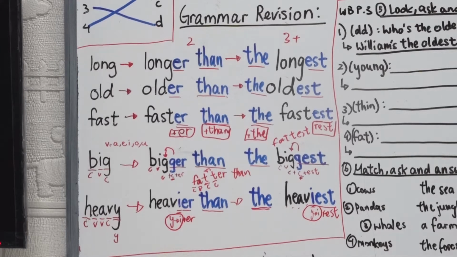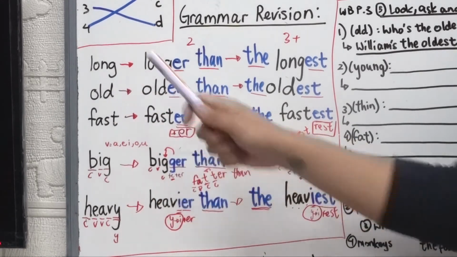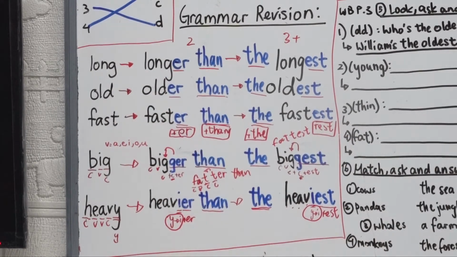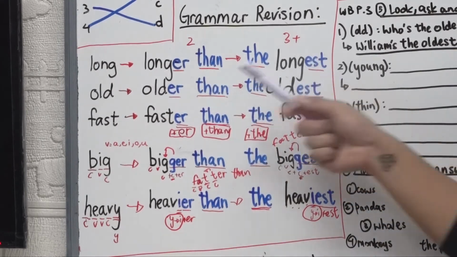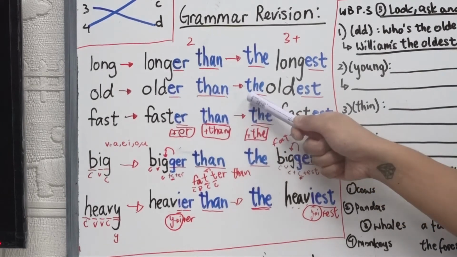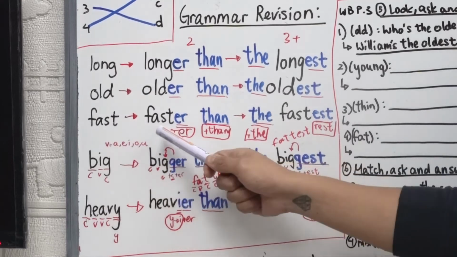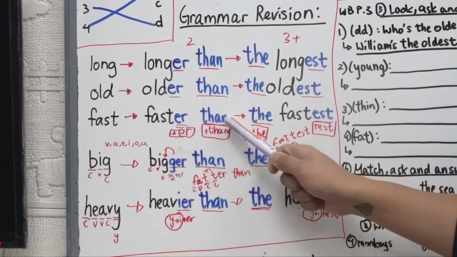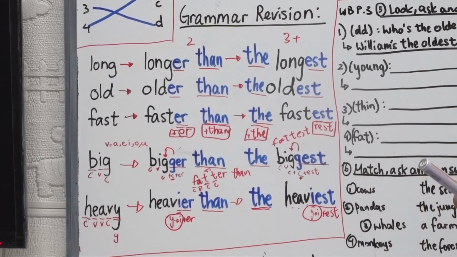Again, the words long, old, and fast. Nothing special, no CVC, so no need to add another C. Just say longer than, the longest. Old: older than, the oldest. Fast: faster than, the fastest.